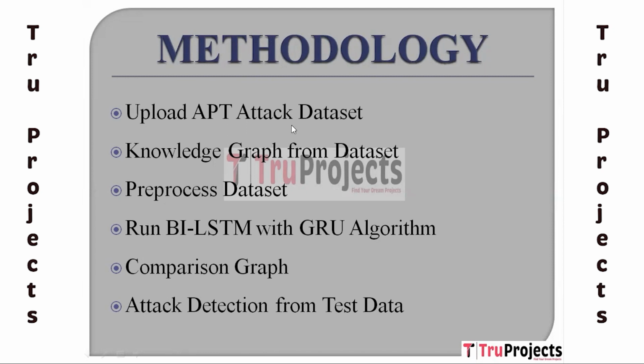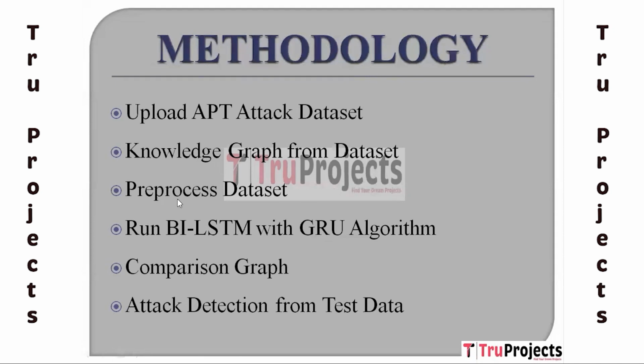This module facilitates the upload of the APT dataset to the application and identifies various cybersecurity attacks present in the dataset. Subsequently, it plots a graph illustrating the frequency of appearance for each attack type. The second module is Knowledge Graph from Dataset. This module involves inputting the entire dataset into a graph algorithm to construct a knowledge graph. The resulting knowledge graph visually demonstrates how attacks are interconnected with network features.